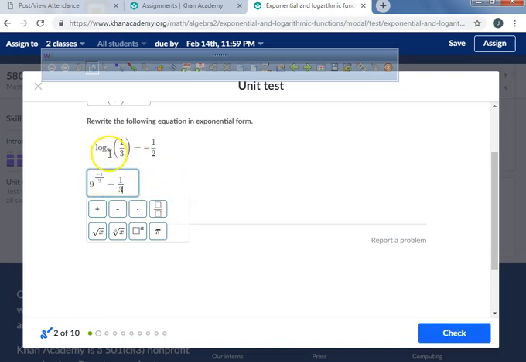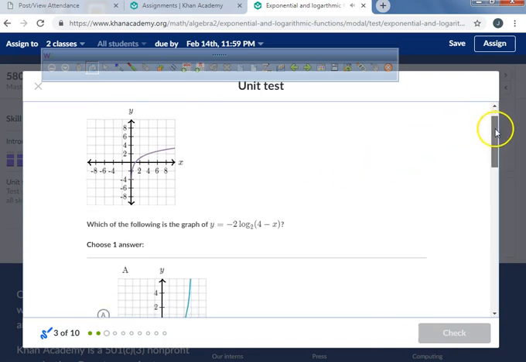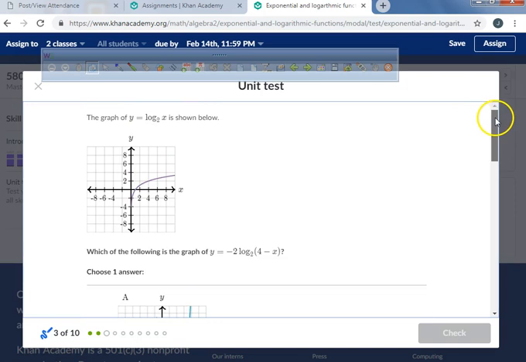See if that will work. 9 to the power of negative 1 over 2 equals 1/3. There we go. All right. Okay. Now we've got to find which one is the following to this.